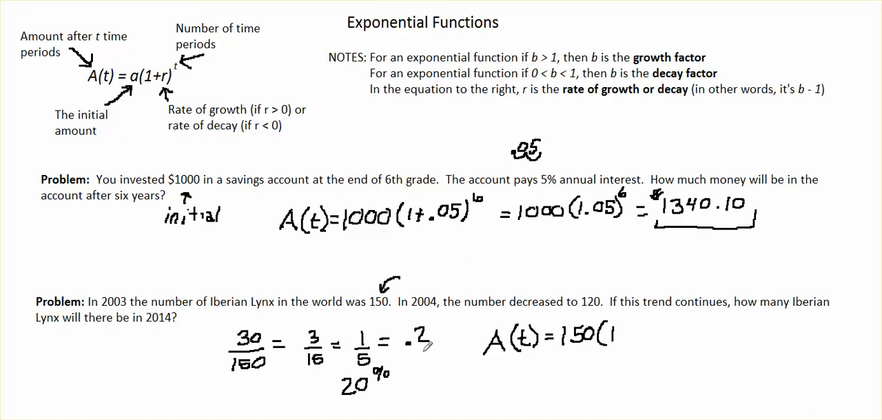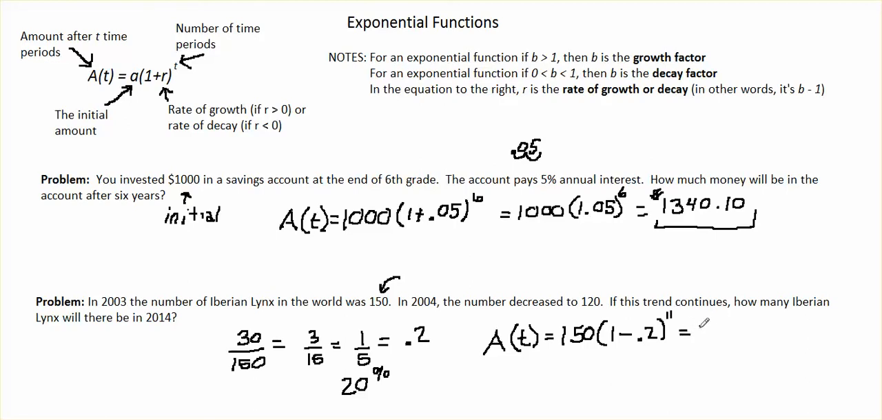Since this is going to be a decrease, a decay function, we're not going to add our rate of growth. We're actually going to go ahead and subtract it because it is decreasing by 20%. So we're going to go ahead and say 1 minus 0.2. And how many years has passed since our initial year? If we take the year 2003 and subtract it from 2014, we get 11 years. 11 years later is what they really want us to calculate.